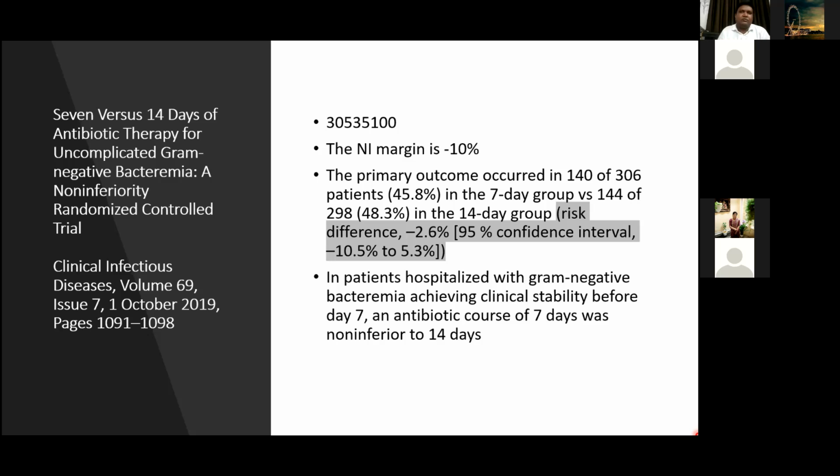Then we started analyzing what we missed here, whether they are wrong or whether our understanding was wrong. Then we came to the conclusion that actually it was our understanding which was wrong and the investigators were correct here. For that, only if we know how the data is analyzed properly in a non-inferiority study, then we can understand what went wrong in our understanding.